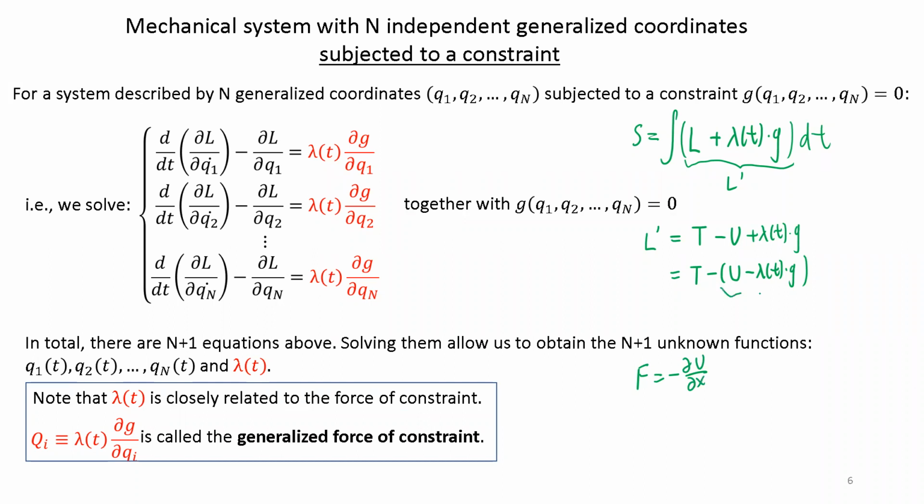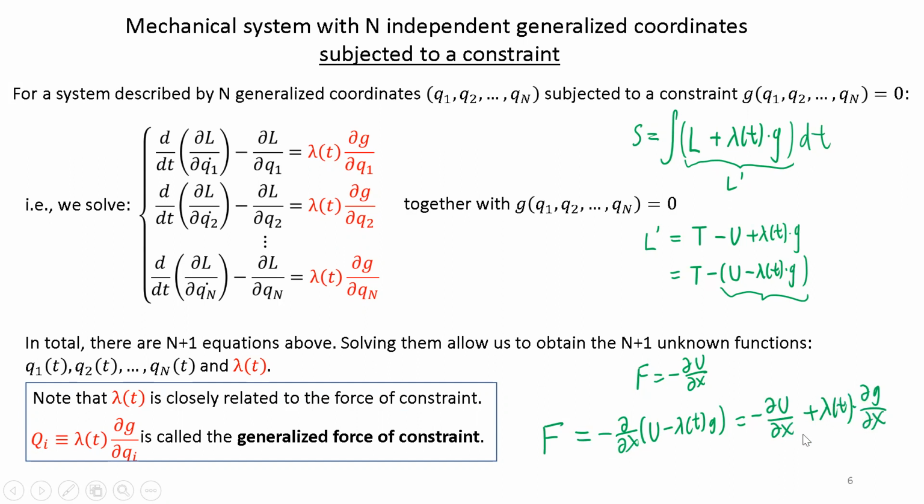So now if I just consider this whole thing as some kind of potential energy, and I take the partial derivative, it looks like this, right? And that would be equal to minus partial u partial x plus lambda t partial g partial x. And this is the total force, let's say, and this total force would be equal to minus partial u partial x plus the second term.